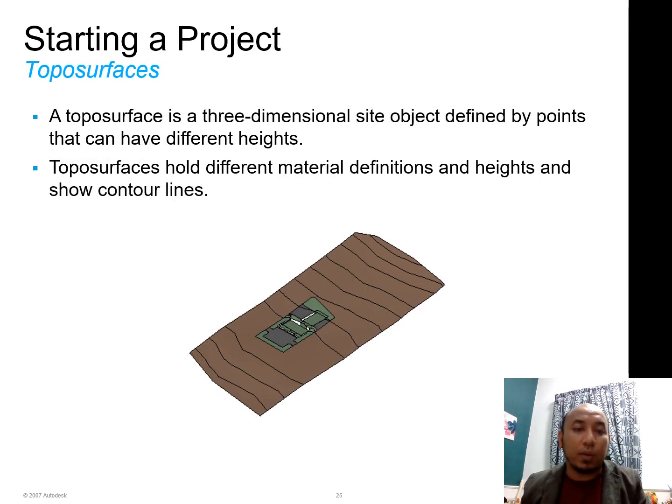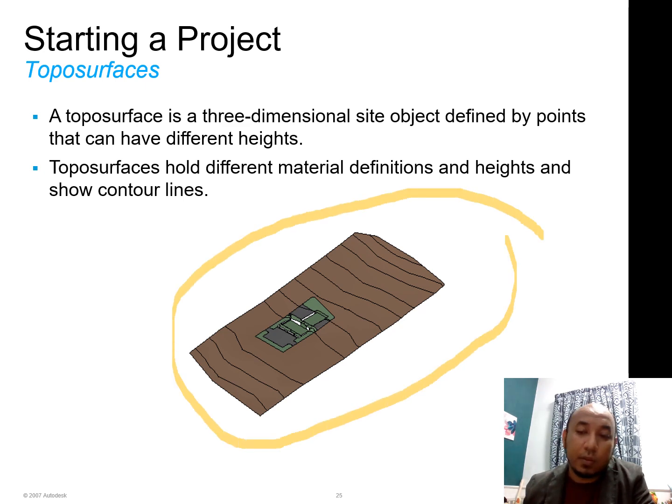And then we can create the topo surface. A topo surface is a three-dimensional site object defined by points that can have different heights. Topo surfaces hold different material definitions and heights and show the contour lines. Okay, like this.